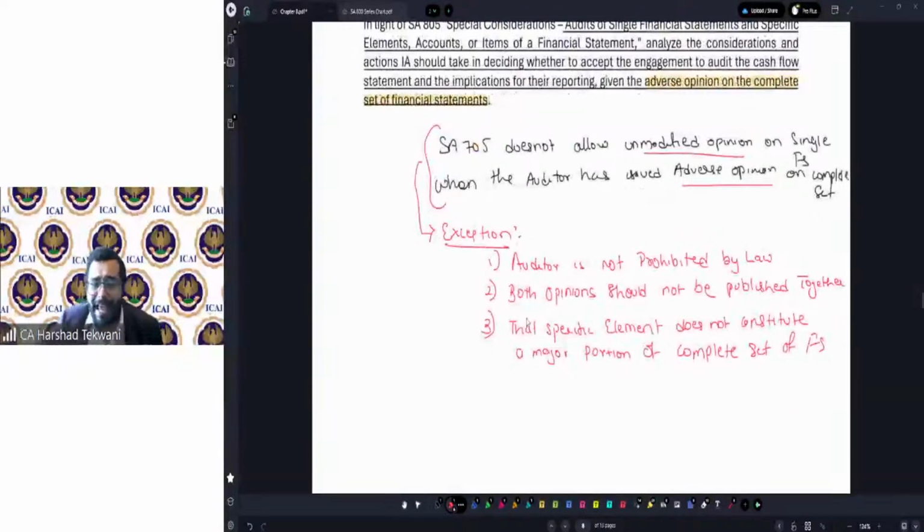Yes, specific element means that single FS. Sometimes we are auditing only a specific element, means a single line item of the financial statement also. Like we are only reporting on the fixed asset part in the balance sheet or the current asset part in the balance sheet. So that is the specific element I'm talking about. It could be a single FS, could be a specific item or a specific element.